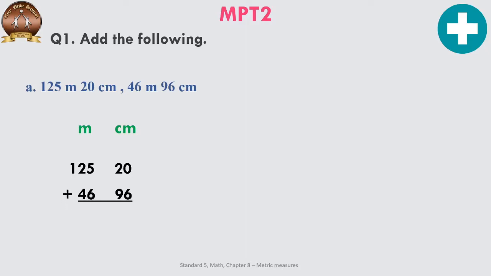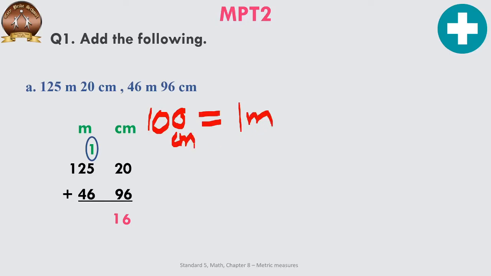Then the plus sign. The addition starts from the right hand side. Let us add. 0 plus 6 is 6, 9 plus 2 is 11. Now, we should know here that 100 centimeters make 1 meter. So, if it is more than 100, then it will go to the meter side. So, 1 comes here and 1 goes to the meter side. Why? Because 100 centimeter is equal to 1 meter.